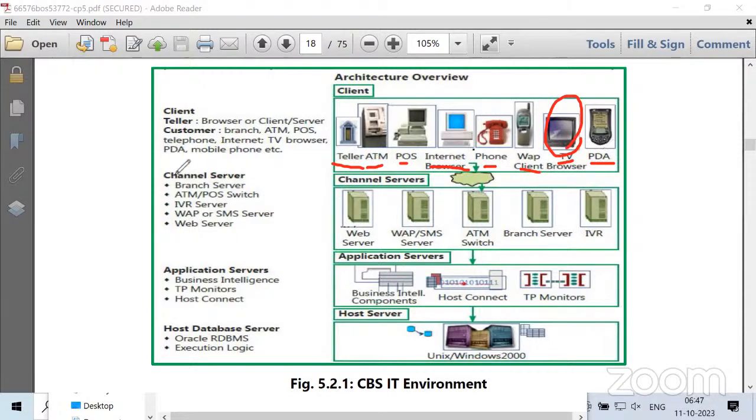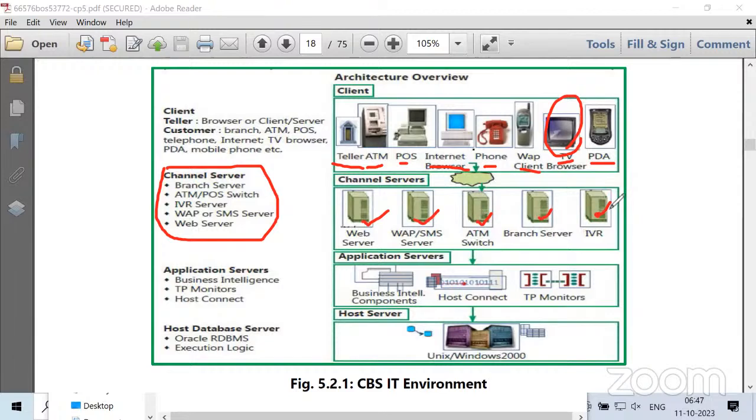Then regarding the channel service, that is a connecting medium, or a middleman between the server and the client. You have web server, SMS server, ATM switch, branch server, IVR, internet voice recording services.